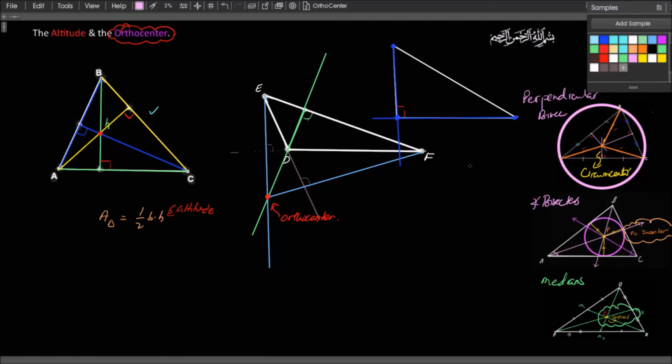One that we shall explore in the future, inshallah, and that it is the most important line or segment that is associated with the famous 9-point circle. Inshallah, we'll talk about the 9-point circle in the future.